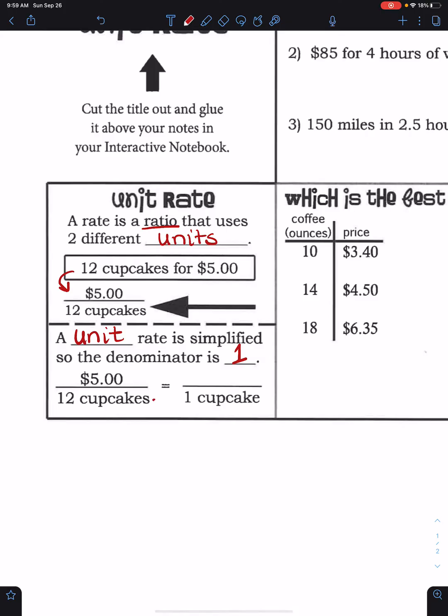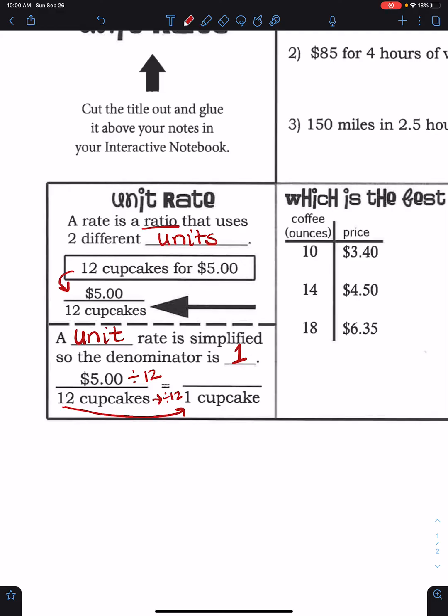So think about like you're simplifying this fraction. To get from 12 to 1, we have to divide by 12. So let's also divide the $5 by 12. Whatever you do in the numerator, if you're going to divide by 12 over 12 or multiply by 12 over 12, that's just 1. And that's a legal move in math to multiply or divide by 1. So let's divide 5 by 12. You can use a calculator as long as you show your work.